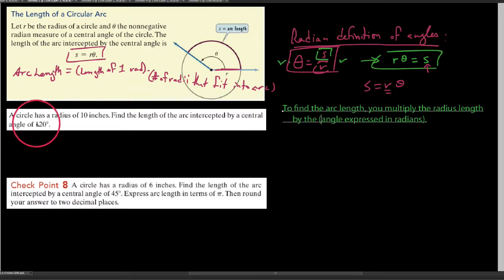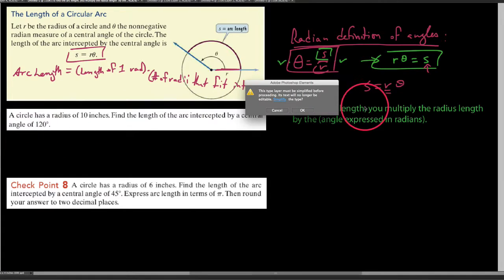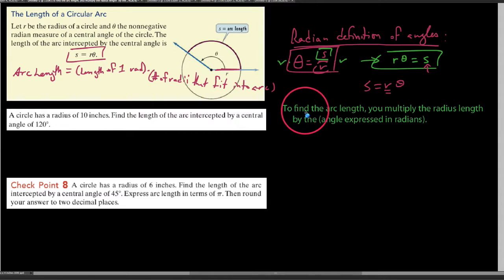So looking at this couple of examples that I have right here, let's go ahead and do that. The very first one says a circle has a radius of 10 inches. Find the length of the arc, s, that is intercepted by a central angle of 120 degrees. I've already got my formula here. We say that the arc length is always just the radius length times however many times it fits around the outside. And I do have both the radius and the central angle here.